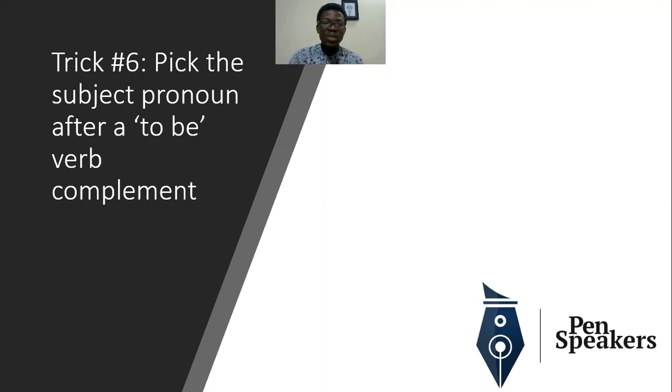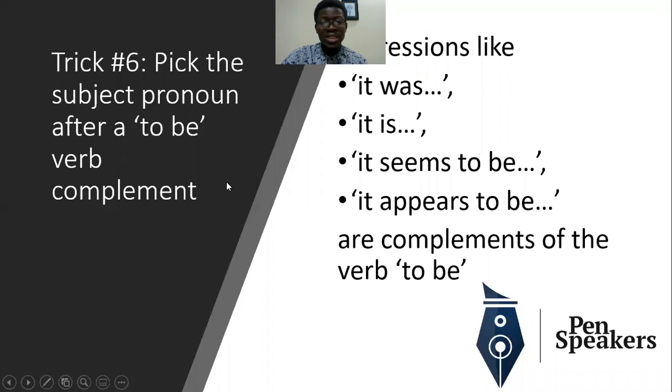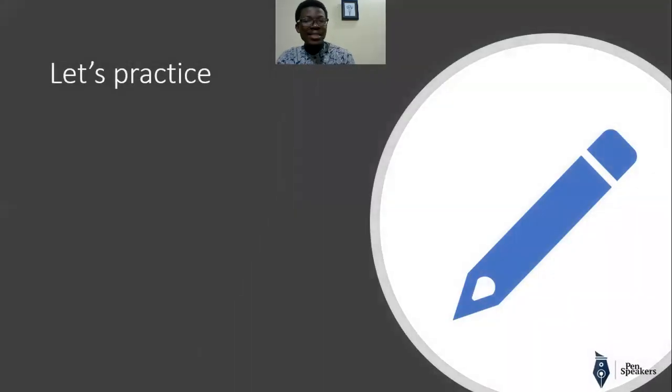So this one says you pick the subject pronoun after a to-be complement or a to-be verb complement. All right, and what are the to-be verb complements? We have words like it was, it is, it seems to be, it appears to be. All of these are to-be complements of the verb to be. All right, so let's take a look at practice examples to give a better understanding of this.